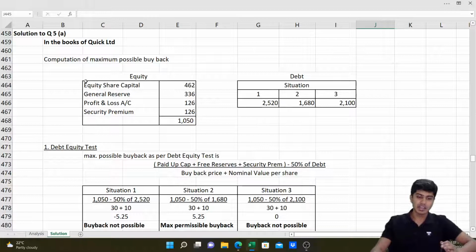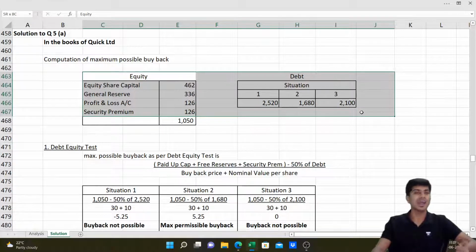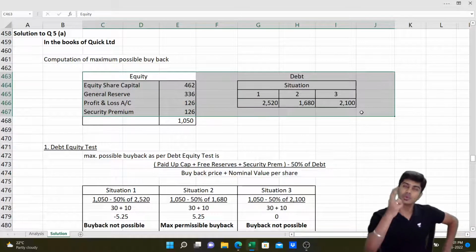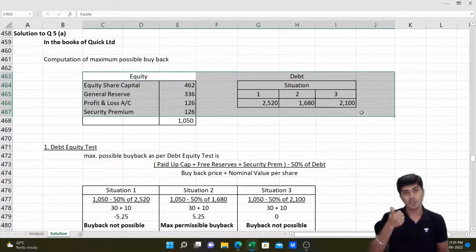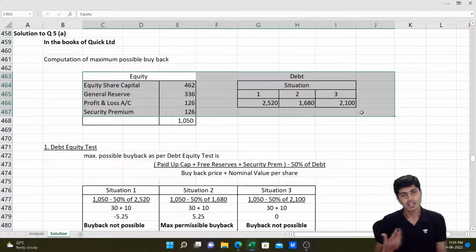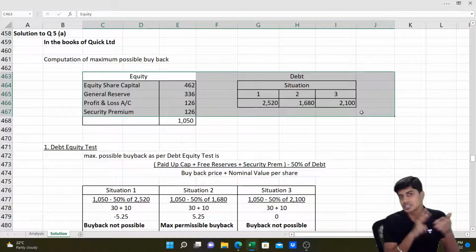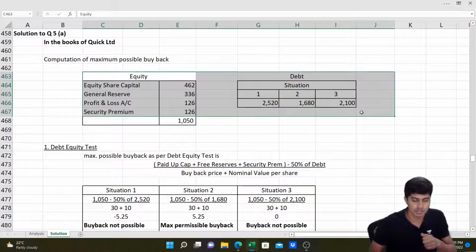But before we start, we'll compute these two items, which will become very handy for us in the rest of the problem. First one is equity. Equity is referred to in the first two conditions. One is debt equity ratio test. Second one is resources used, D as well as R. So what is equity? Equity is share capital plus reserves plus security premium. All the free reserves are also included.